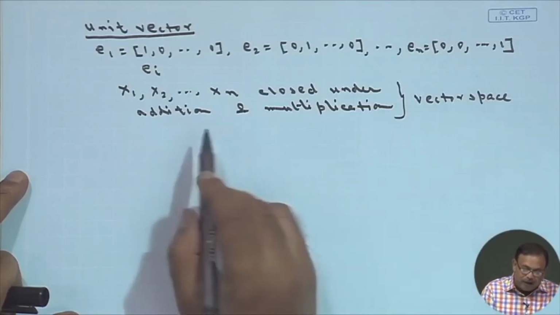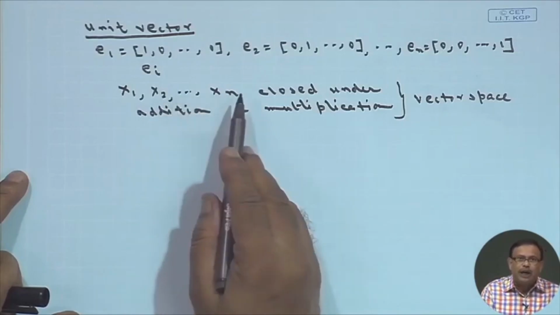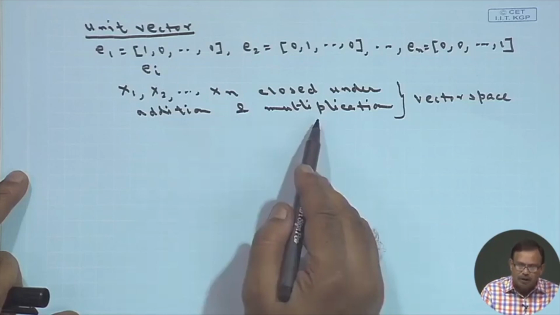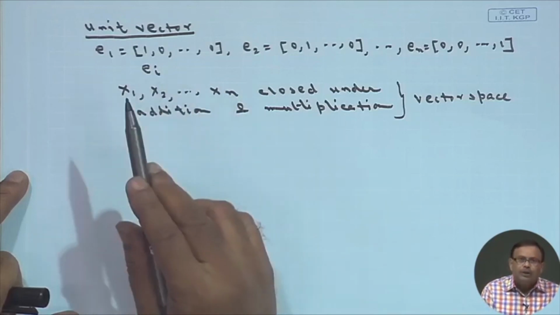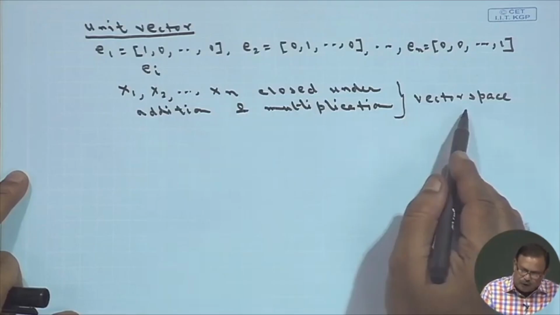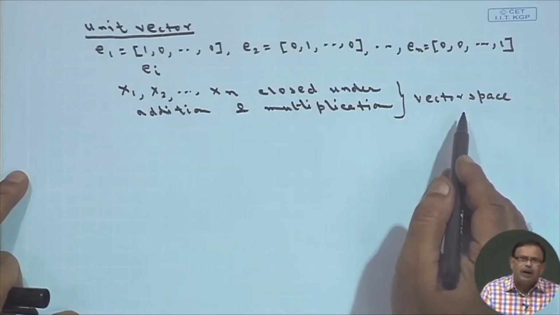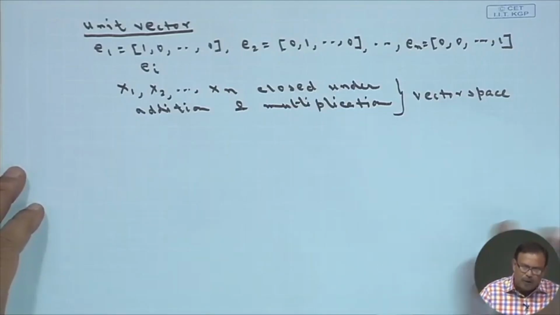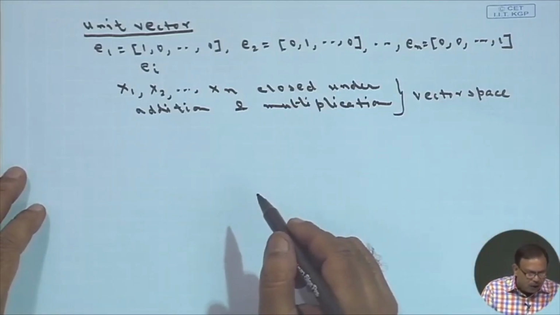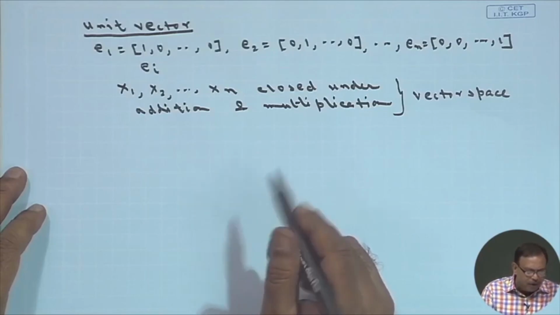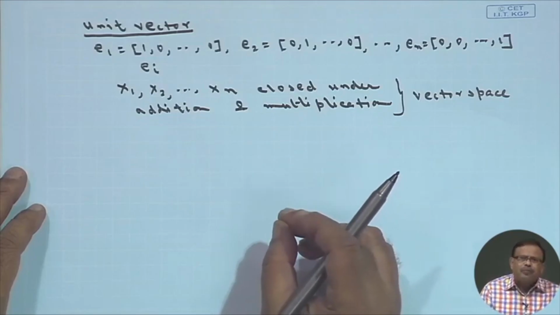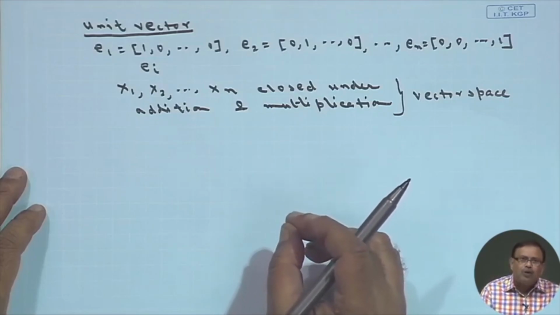If I have a set of n vectors x1, x2, xn, which is closed under addition and multiplication, then this set of n vectors will form a vector space. Quite naturally the question will come: what do you mean by closed under addition? Closed under addition means if we take the sum of any two vectors, then the resultant vector will also be a member of the set.